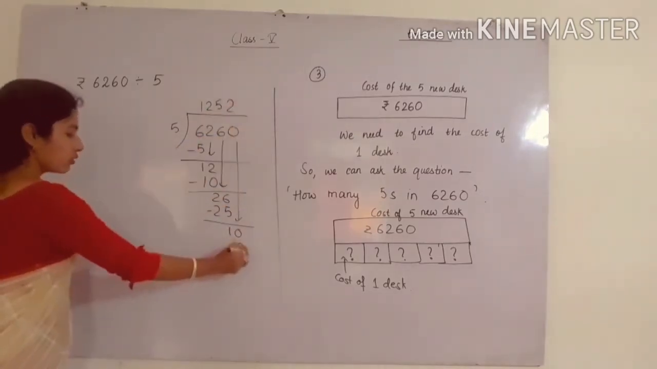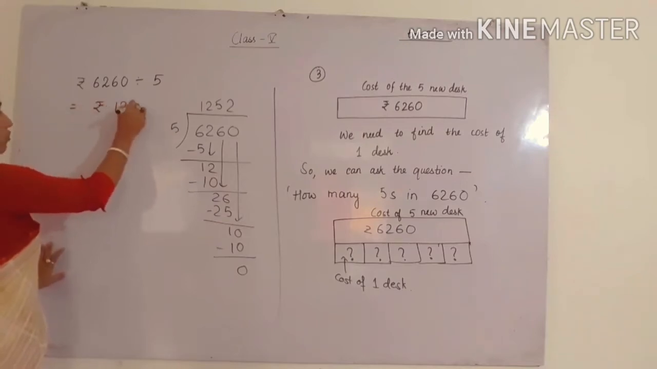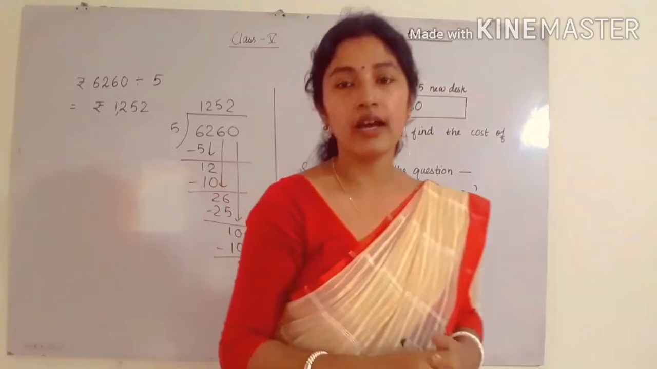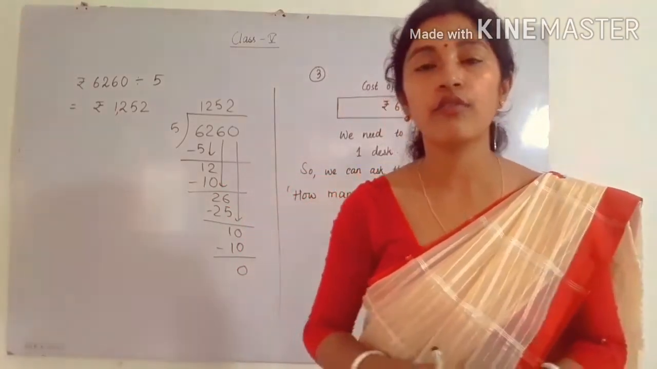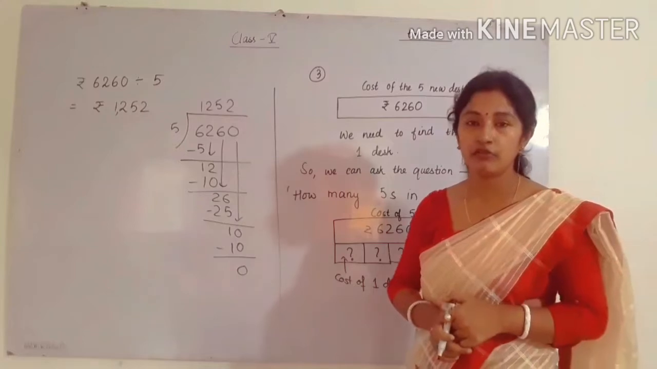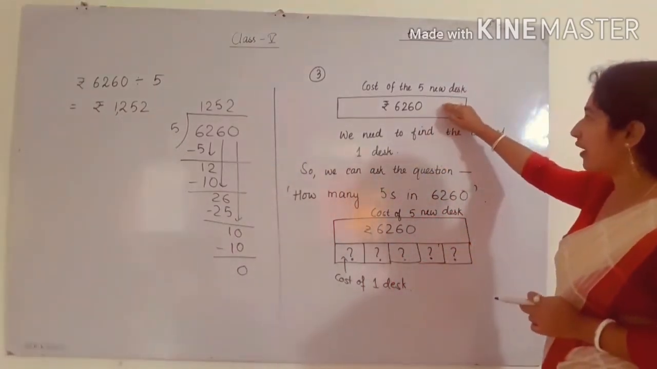So see, what is the cost of one new desk? That is rupees 1252. So you have to write the answer finally. That is, the cost of one new desk will be 1252. So like that you have to make 2 models. One for the cost of 5 new desks.